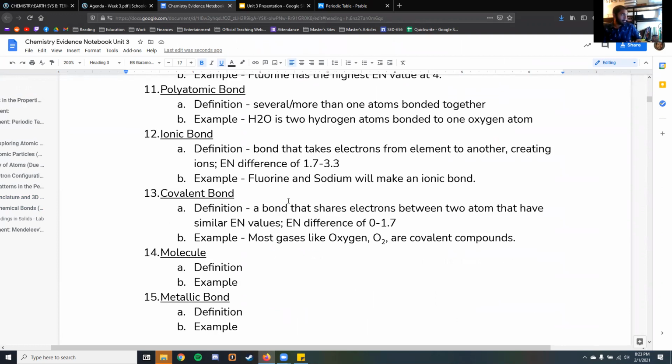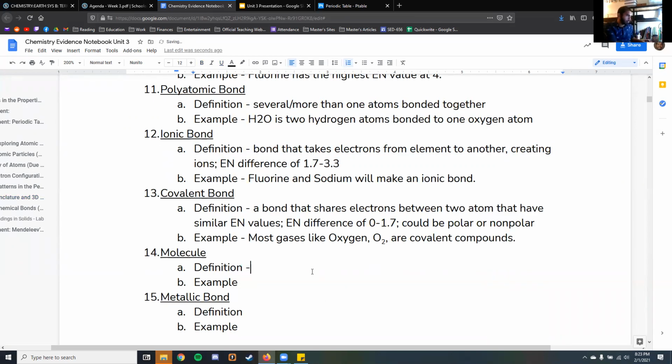The vocab is ionic bond, basically a bond that takes elements from one to another, creating ions, ionic. And it's got an electronegative difference between 1.7 to 3.3. Covalent bond, slightly less of a difference, electronegative from 0 to 1.7. And it's a bond that shares electrons. This is a bond that could be polar or non-polar. And actually, that's an important thing to include. Could be polar or non-polar.